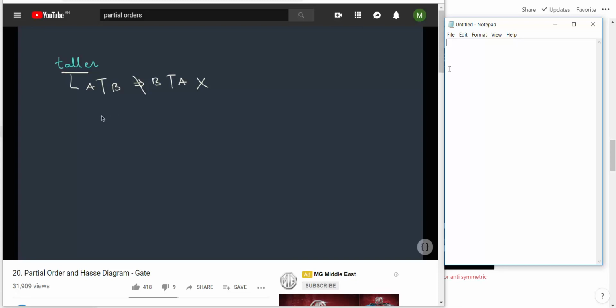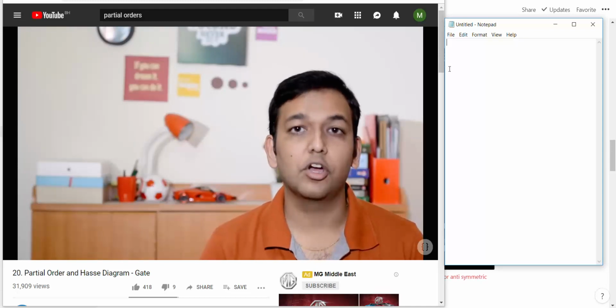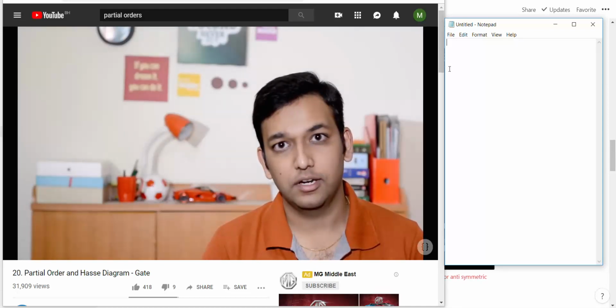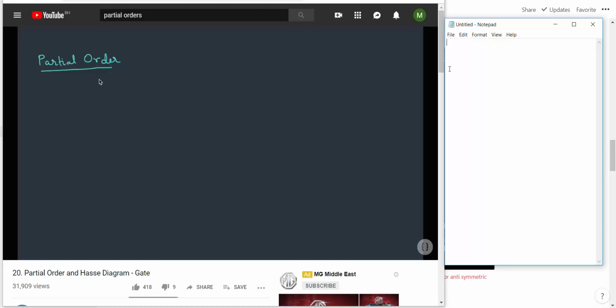So there should be some other mechanism to handle these kinds of things. Now this leads to a new concept called ordering, where a relation holds from A to B but does not hold from B to A. In this ordering, we talk about partial order and total order. So let's get started. Partial order: a relation which satisfies reflexive, anti-symmetric, and transitive.